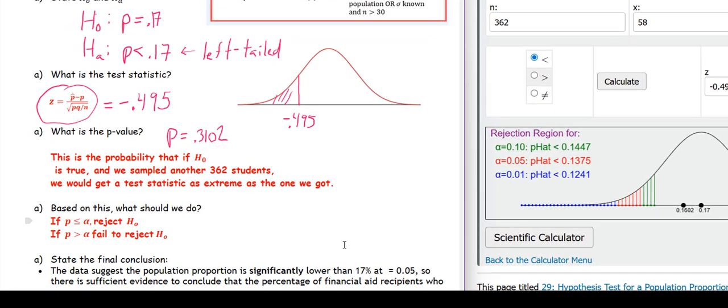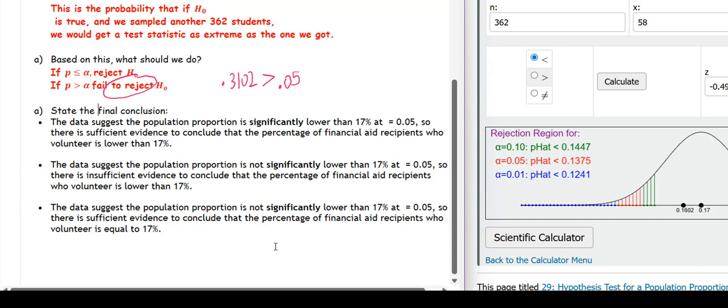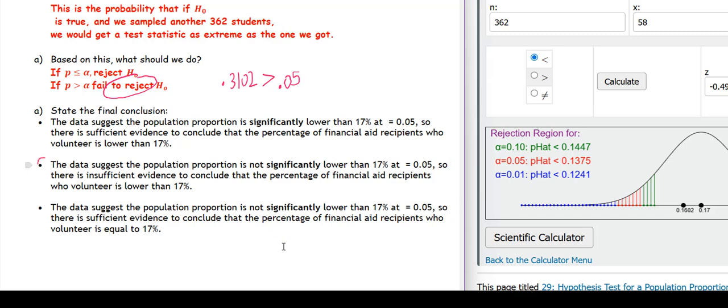And the rules are, if P, your p-value, is less than the significance level, you reject H0. And if P is greater than your significance level, you fail to reject H0. So in this case, 0.3102 is bigger than 0.05, so we're going to fail to reject H0. Essentially, that means there's just not enough evidence to conclude that the proportion of students who volunteer is less for students getting financial aid.